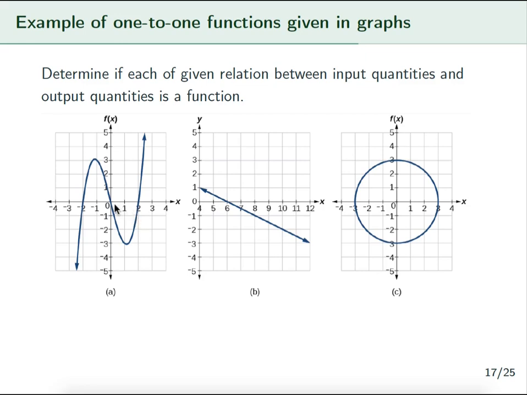Another way to think about it is that if we draw a horizontal line and it crosses more than once, then it's not a one-to-one function. So this one is not a one-to-one function. This one is a one-to-one function because each input quantity is assigned to only one output, and each output is also paired with only one input quantity. Again, this is the horizontal line test. You can draw an imaginary horizontal line and scan it up and down. If it only intersects the graph at one point, then it is a one-to-one function.